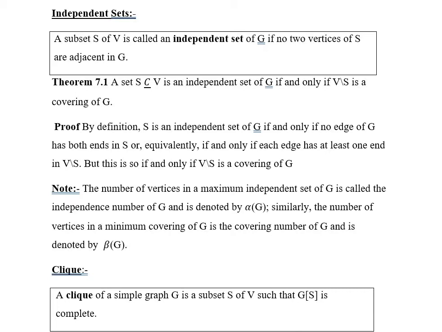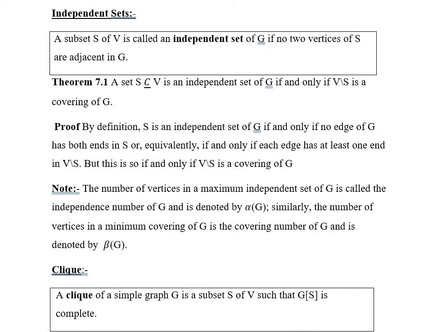We know by definition S is an independent set of a graph G if and only if no edge of G has both ends in S, or equivalently, if and only if each edge has at least one end in V minus S. But this is so if and only if V minus S is a covering of the graph G. Hence the theorem.